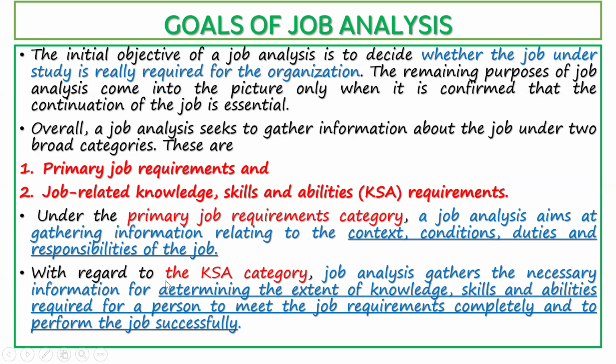Number two, with regard to the knowledge, skills, and attitude, the KSA means knowledge, skills, and attitude category. Job analysis gathers the necessary information for determining the extent of knowledge, skills, and abilities required for a person to meet the job requirement completely and to perform the job successfully. So when you are doing a job analysis, there are two kinds of information that you are going to get. Number one is the information related to the responsibility of the job, the context of the job, the conditions of the job. Then on the flip side, it is information related to the knowledge.